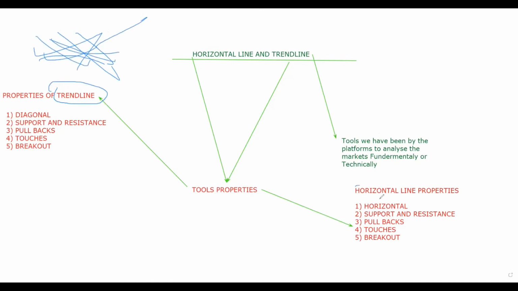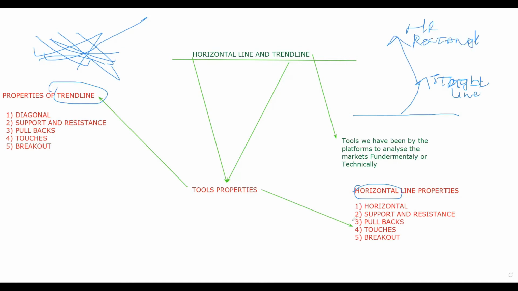But a horizontal line moves from point A to point B horizontally. It moves this way, and it needs to be a straight line. It can either be your normal horizontal line or a rectangle. It identifies your horizontal support and resistance. This is your horizontal resistance, then this is your support level. And then your pullbacks, your retests. Whenever the market breaks a certain zone, it needs to come back. So that also helps you identify this.